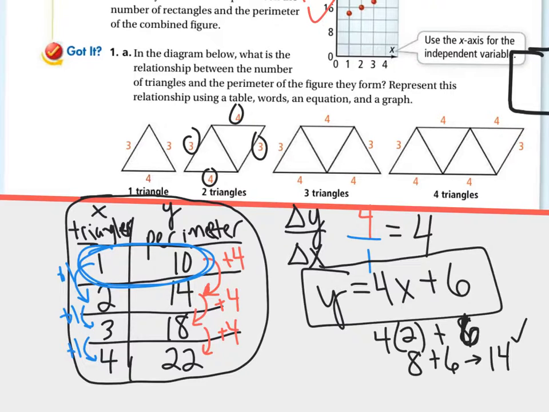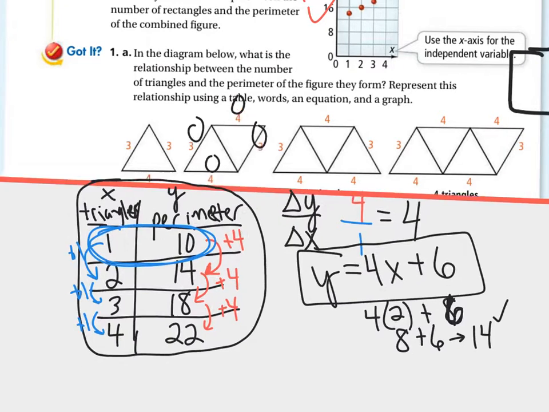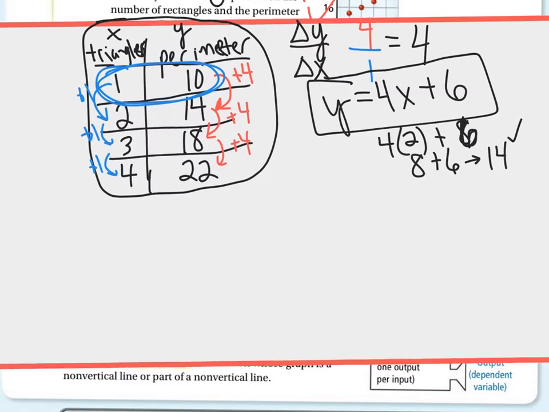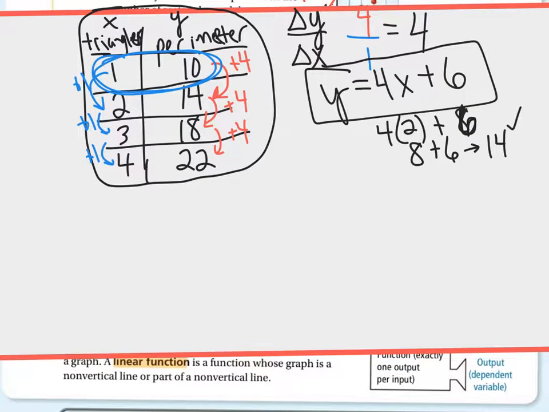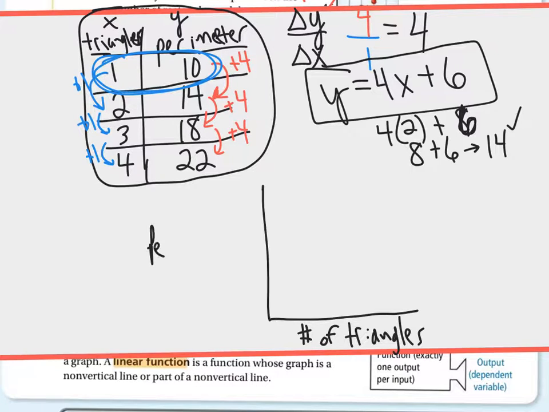We've done our table, and then the other part would just be graphing that. If you did the graphing, you would want to make sure that you label your graph. So this could be our number of triangles, and this could be our perimeter.